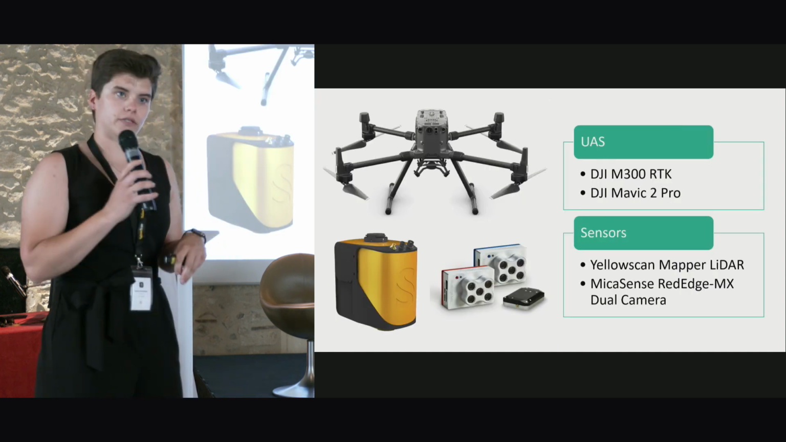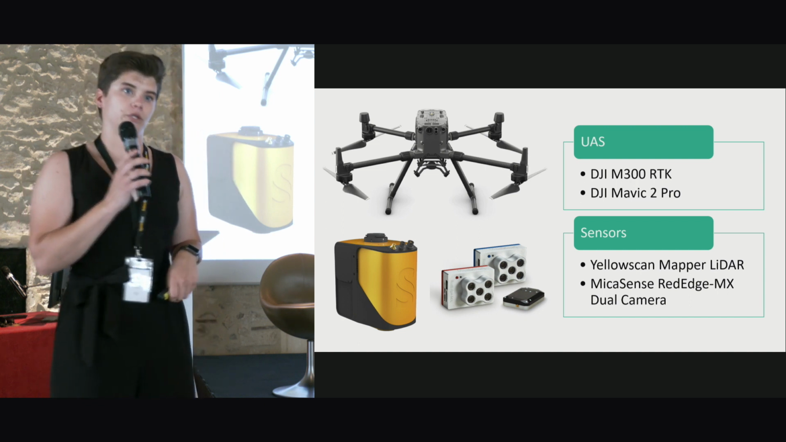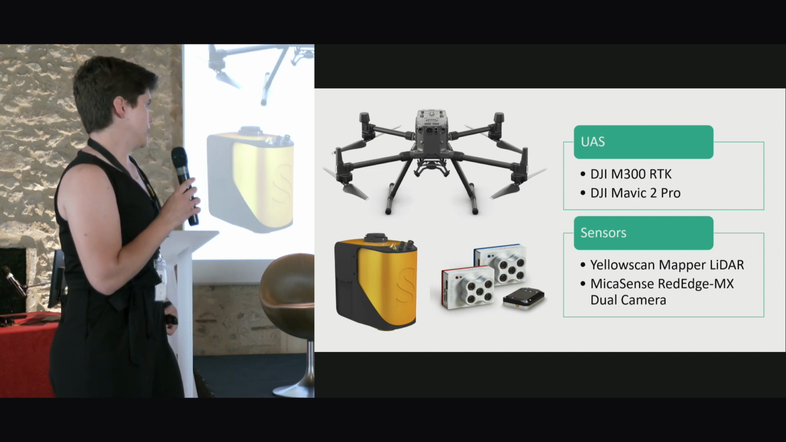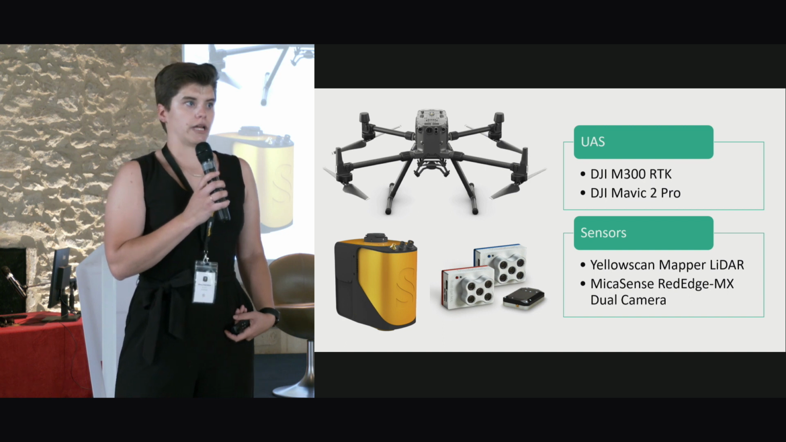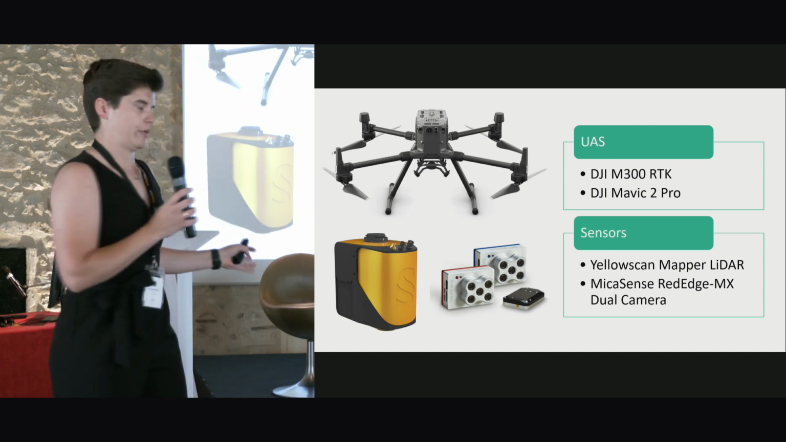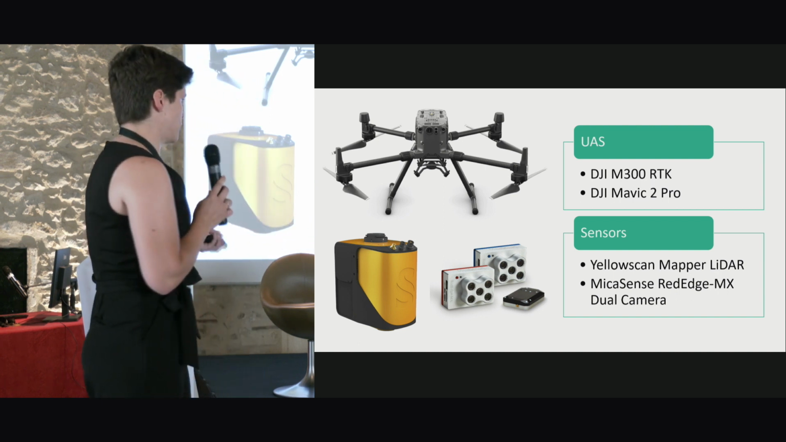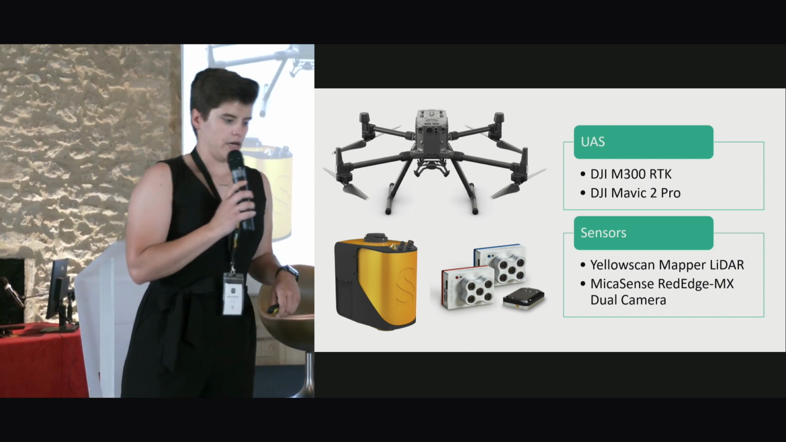As I already previously mentioned, our UAS that we used is the DJI Matrice 300 RTK. And then we also used a DJI Mavic 2 Pro. My coworker Kelly used this to take some images, just still images, nothing for mapping, that you'll see in a few slides. For our sensors, we used our Yellowscan Mapper LiDAR system.